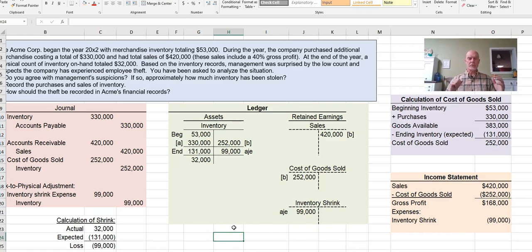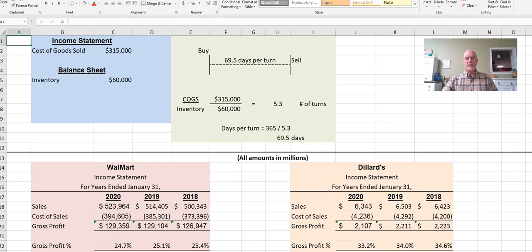In addition to staying on top of your business and understanding if you're missing inventory or not, another way to monitor what's going on with your business is through what's called inventory turnover. So if you would, focus on the top part of this page for a minute.